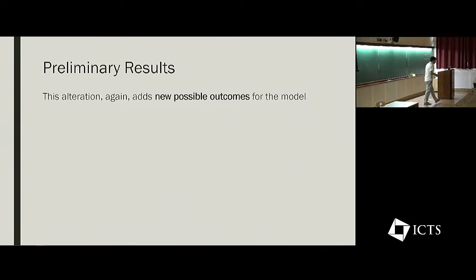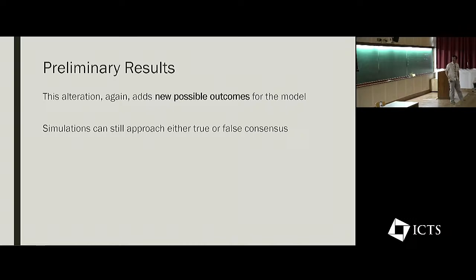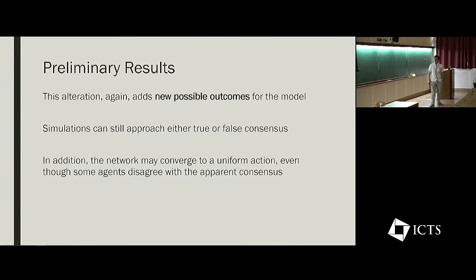So with this alteration, once again, there are new possibilities. It's still the case that simulations can approach either a true consensus or a false consensus, where all of the agents believe that A is better and perform A, or all of them believe B is better and perform B. But you also get other kinds of situations.